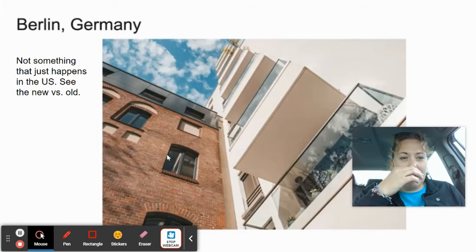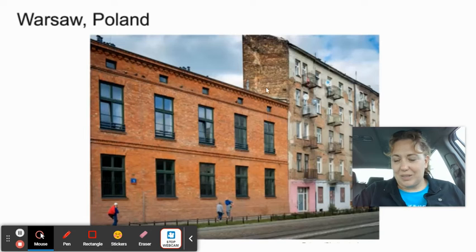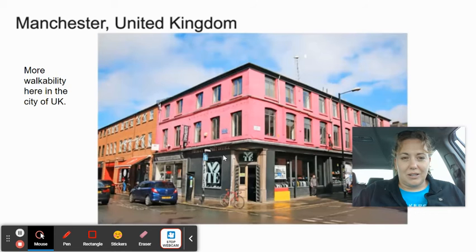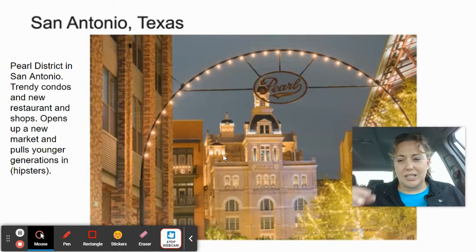Okay. Gentrification is not a uniquely American thing. We're starting to see this in European cities as well. So you have traditional building here in Berlin, and then you have an ultra modern redone building there. Okay. Poland, again, I mean, this is really interesting. This is clearly two different buildings. Okay. So again, lots of stuff going on here. Okay. Walkability, making places more walkable. Okay. The Pearl District in San Antonio, this is trendy shops and restaurants.